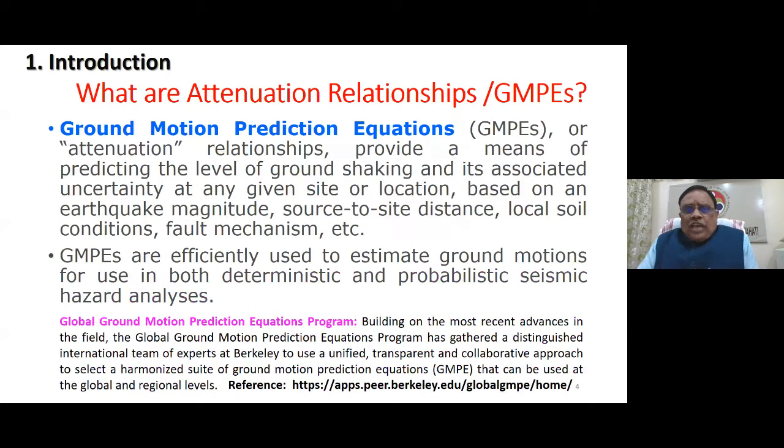Let us first look at what attenuation relationships, or ground motion prediction equations, are. They are basically relationships which provide a means of predicting the level of ground shaking and its associated uncertainty at any given site or location, based on earthquake magnitude, source to site distance, local soil conditions, fault mechanisms, etc.